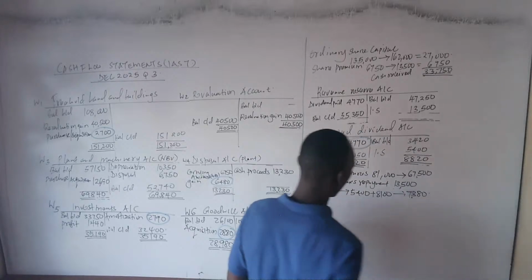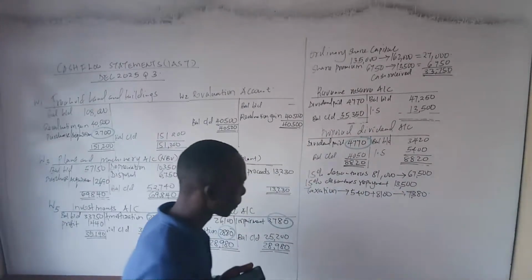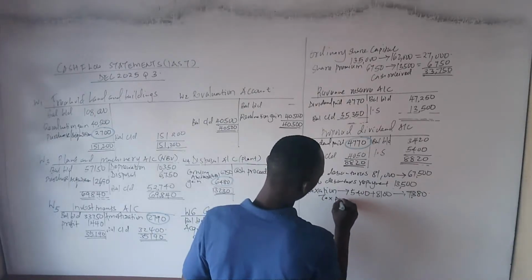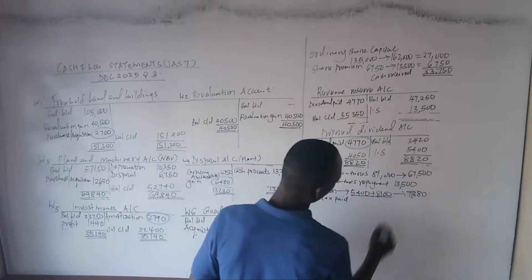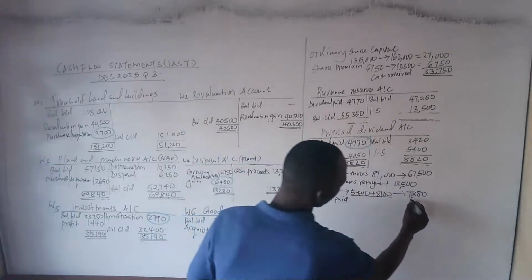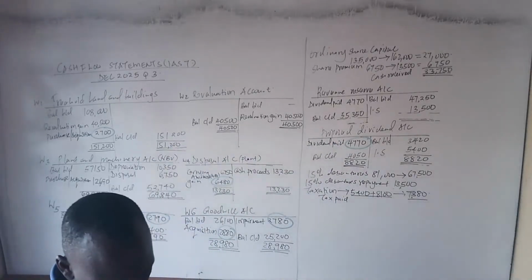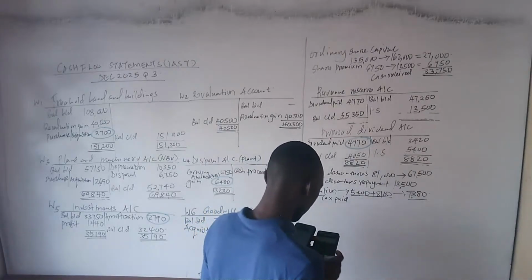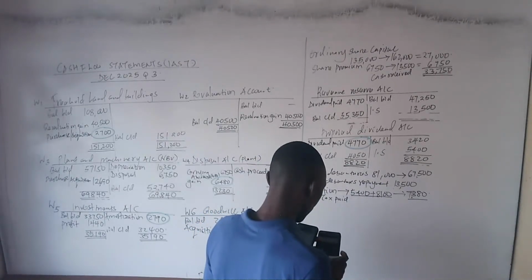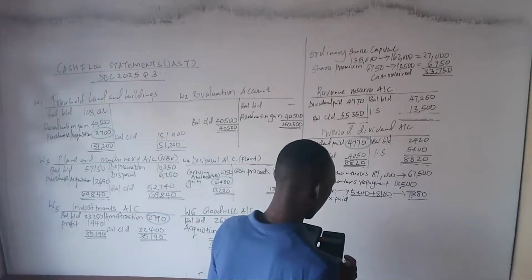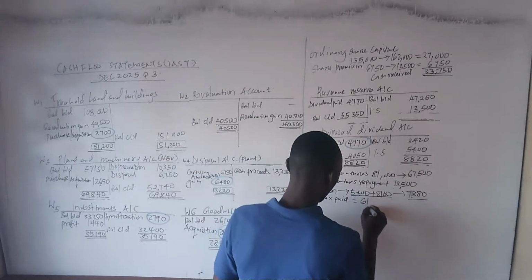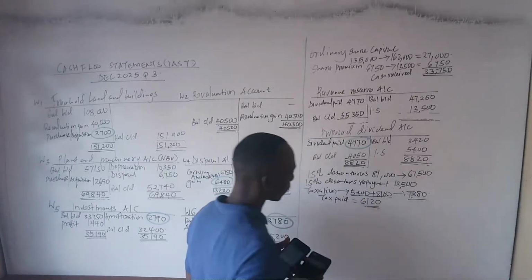We have 7380, meaning that our taxation, let us get the tax paid. If you find that the credit side is more than the debit, it means that there was a tax paid. If we take 5,400 plus 8,100, then we minus 7380, it means there was a tax paid of 6120. That presents a tax paid.